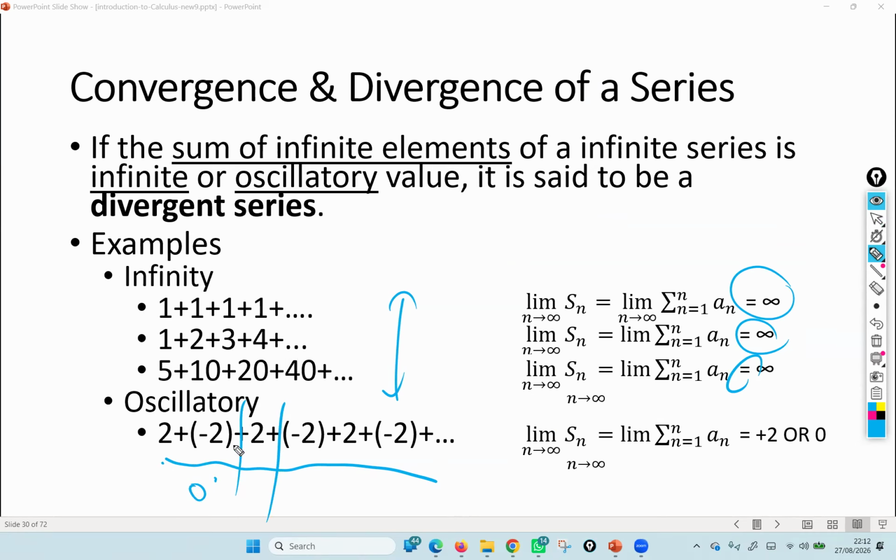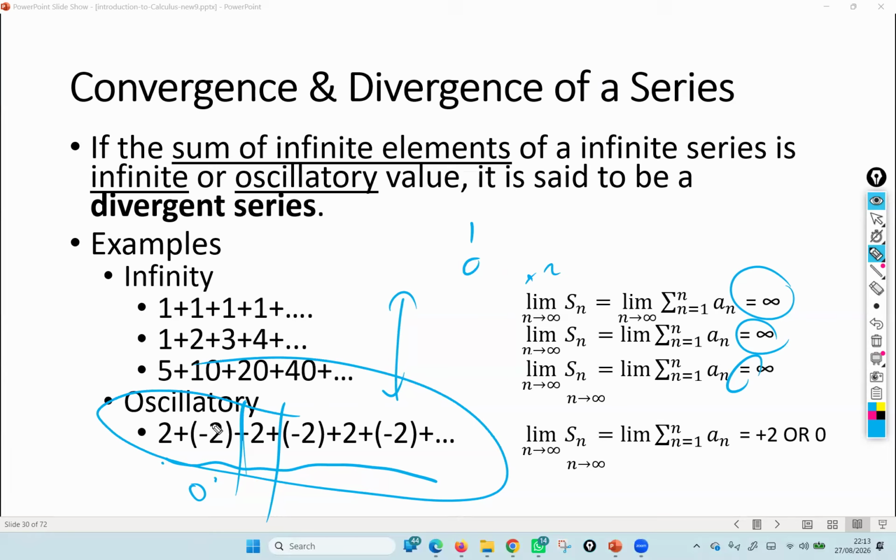So if you take a million terms, a million is even, that means 0. But for a million and one terms, the sum is plus 2. Because we can't determine whether infinity is odd or even, it can be either 0 or plus 2. If we have more than one possibility, again, we call it divergent. So this is also a divergent series. Of course, this is a divergent sequence as well as a divergent series. For every divergent sequence, we get a divergent series.